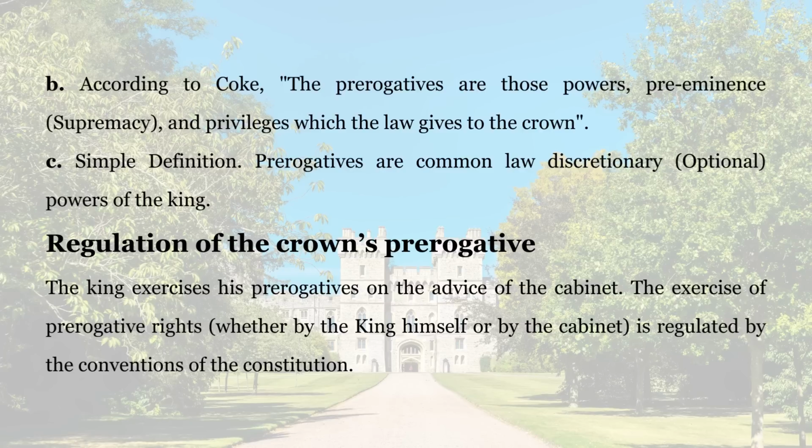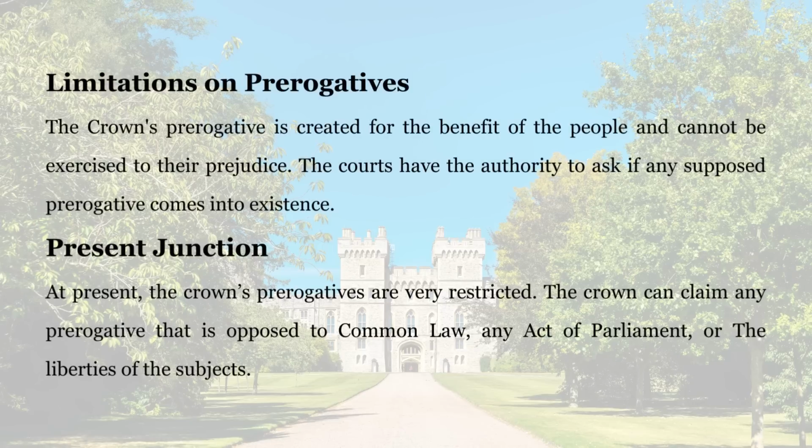Regulation of the Crown's prerogative. The king exercises his prerogatives on the advice of the Cabinet. The exercise of prerogative rights, whether by the king himself or by the Cabinet, is regulated by the conventions of the Constitution. Limitations on prerogatives. The Crown's prerogative is created for the benefit of the people and cannot be exercised to their prejudice. The courts have the authority to ask whether any supposed prerogative comes into existence.